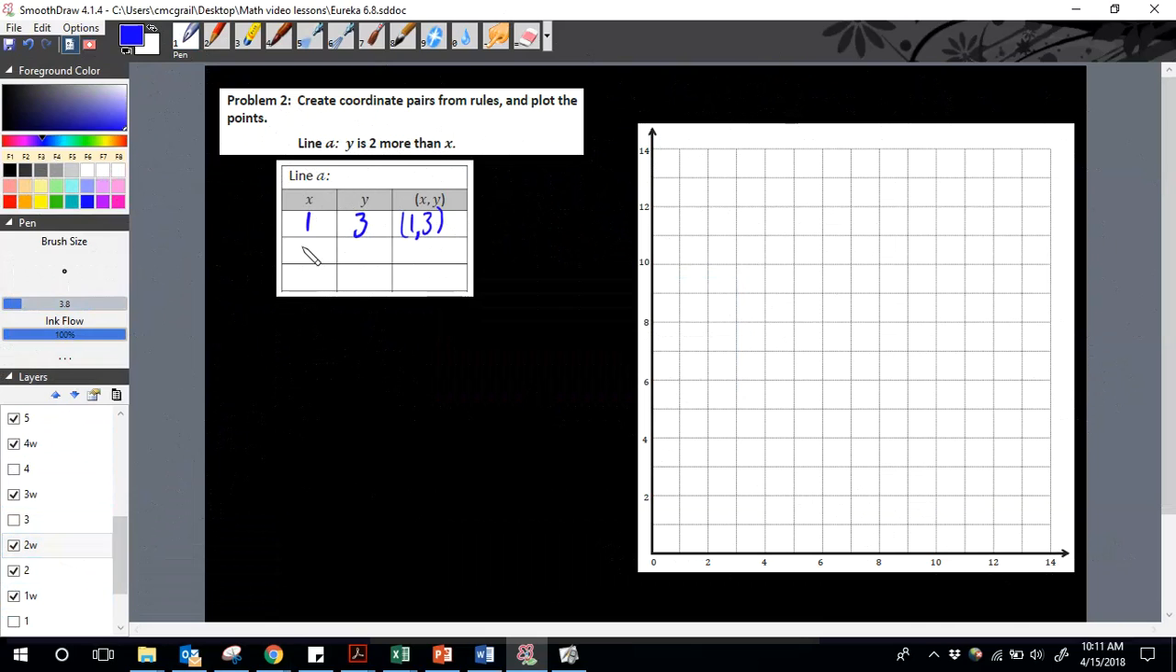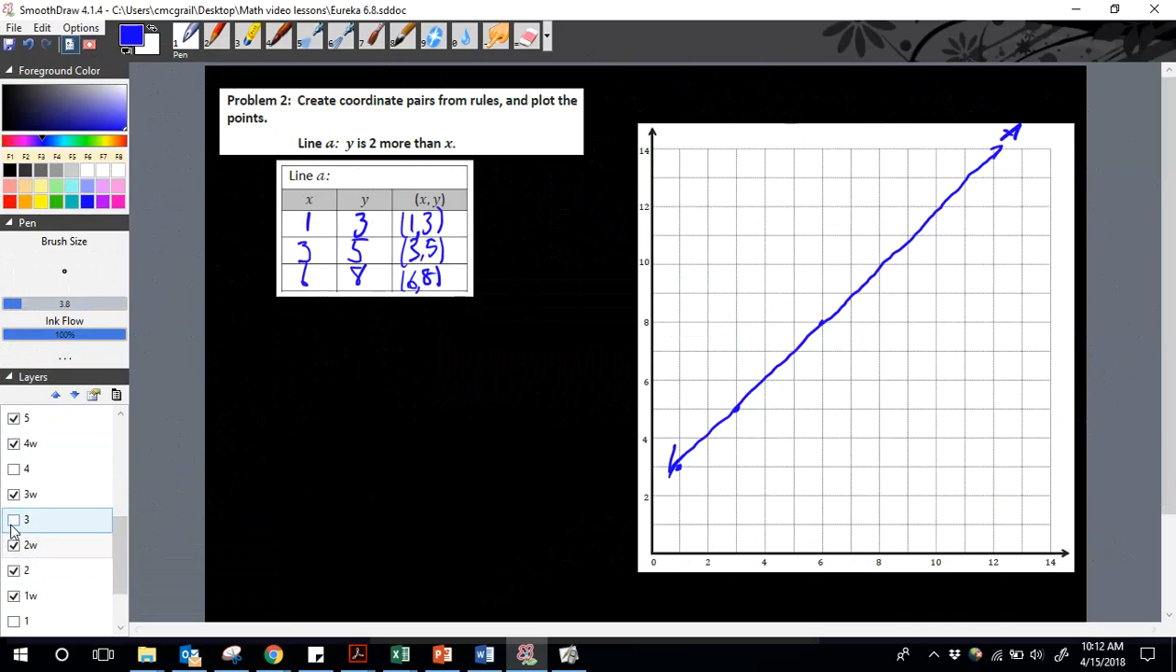If I choose x is 3, then y is going to be 2 more than that, so y is going to be 5. If I choose x equals 6, then y is going to be 2 more than that, so 8. So I have 3 points for line A that I will plot now. 1, 3, 3, 5, and 6, 8. And I'm going to try to connect these as straight as I possibly can. And remember, even if I didn't plot points, it does go on forever in the same pattern. And so this is line A.